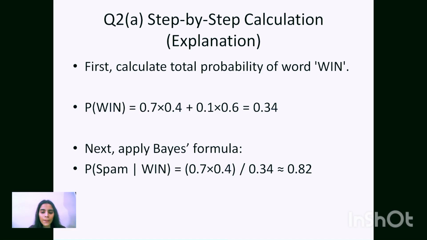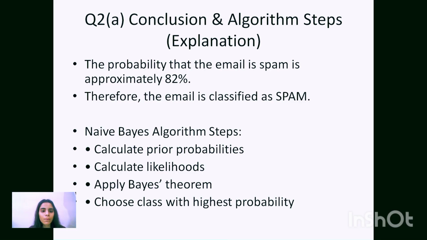Next apply Bayes' theorem and put values in it. So you get the answer 0.82. After it, the probability that the email is spam is approximately 82%. Therefore, the email is classified as spam. The Naive Bayes algorithm steps are: calculate prior probabilities, then calculate likelihood, then apply Bayes' theorem, and choose the class with the highest probability.